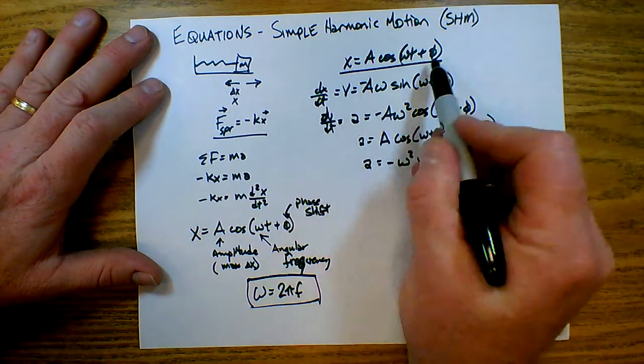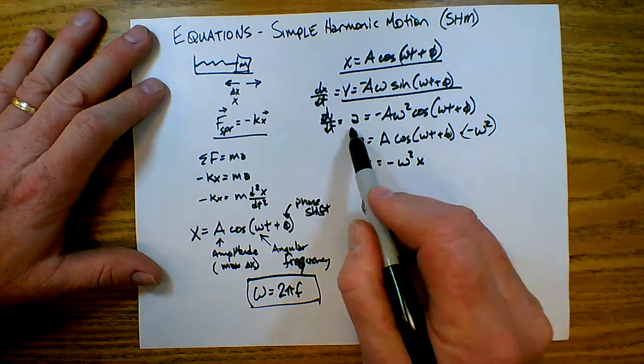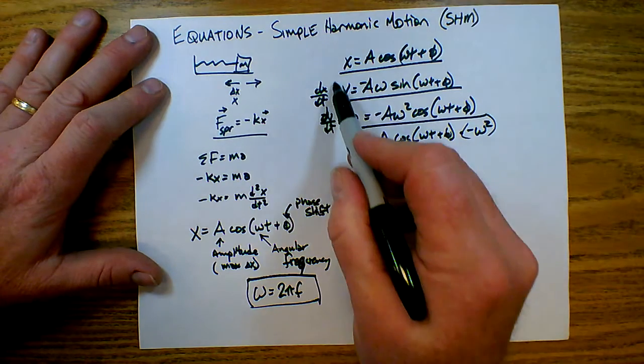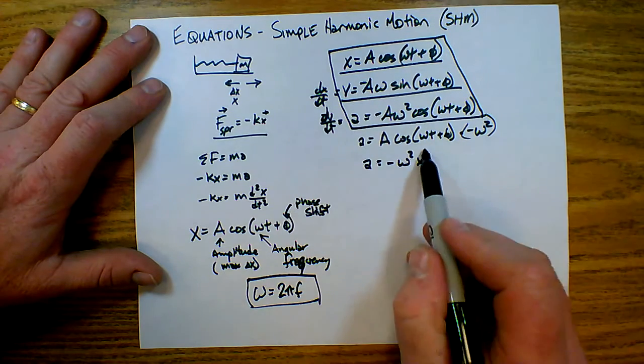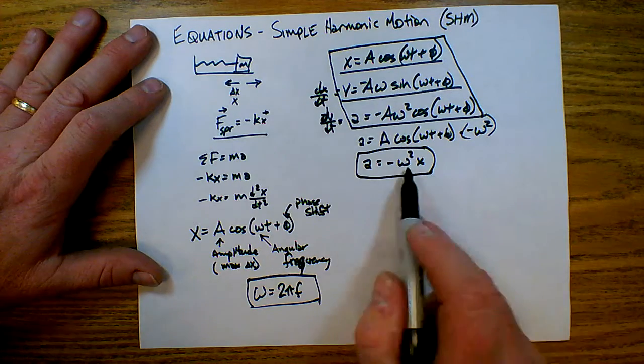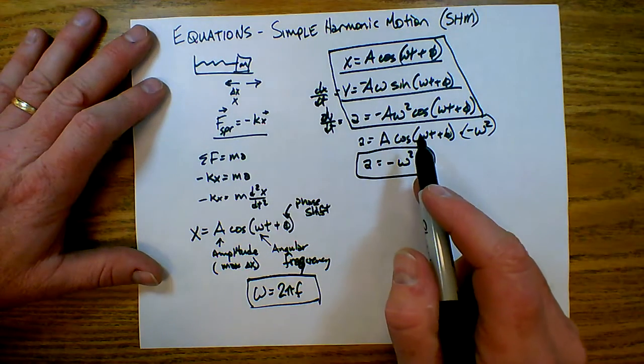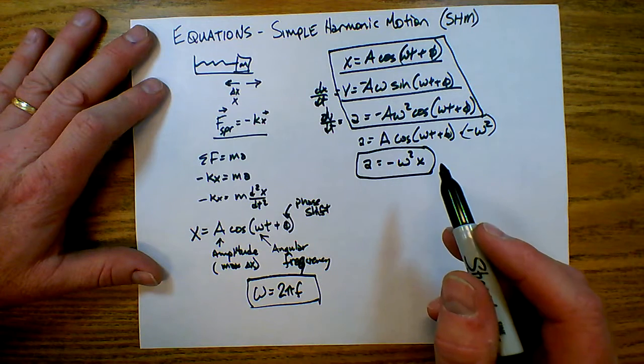So good equation here, good equation here, good equation here, and this one right here also. These are solutions to simple harmonic motion for an oscillating spring system.